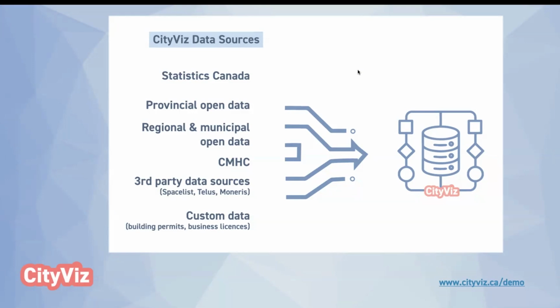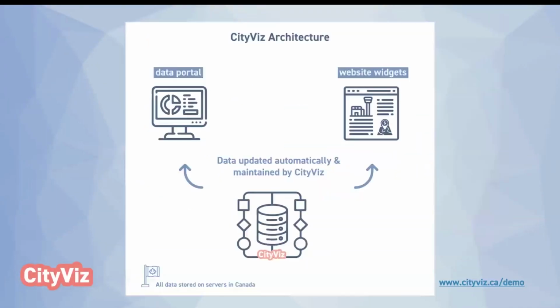We also get data from provincial, federal, regional, CMHC, and other open data portals. It's also possible to integrate proprietary third-party data, and client organizations can also add their own data to the system and visualize everything super easy. So briefly, once data is within our central data repository, which lives on servers in Canada, it never leaves Canada, and it's always kept automatically up to date.